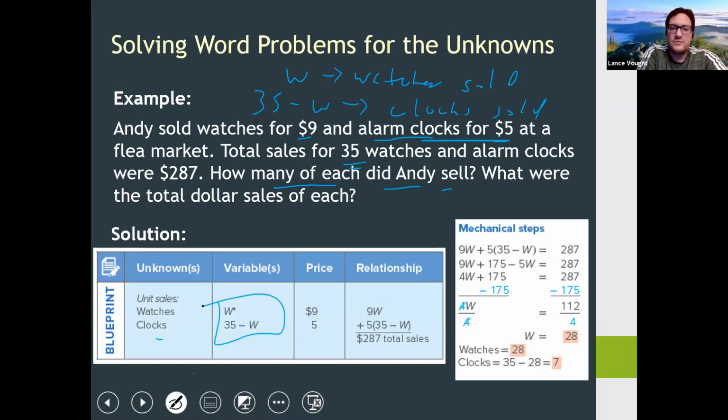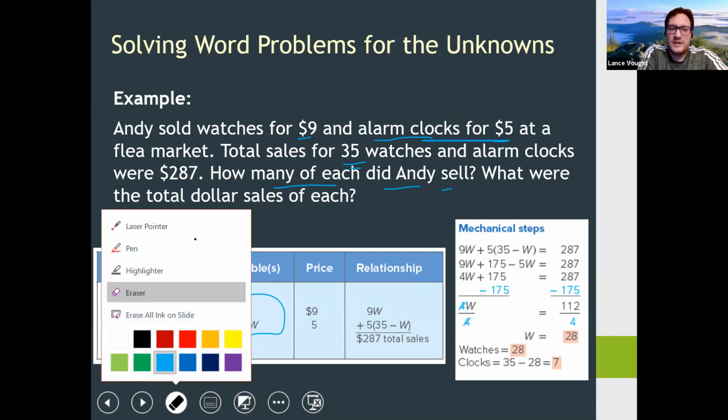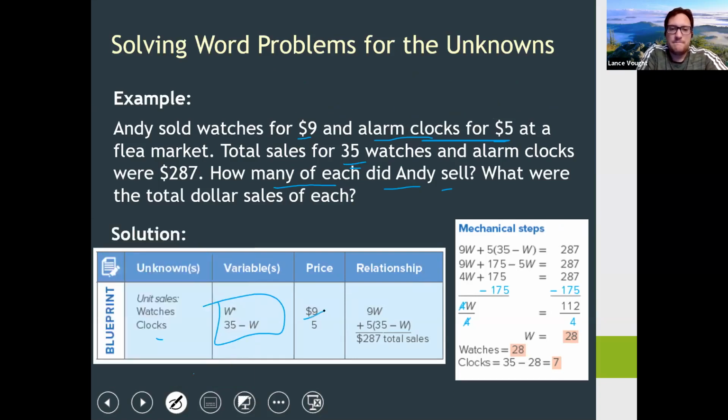So we now have two variables. We have additional information. We know that each watch sold for $9, and each clock sold for $5. We also know the total number of sales was 287.